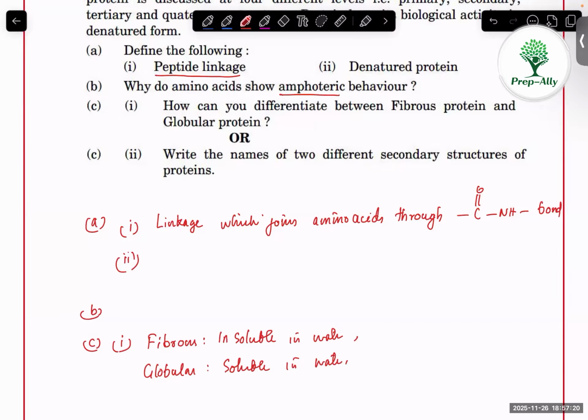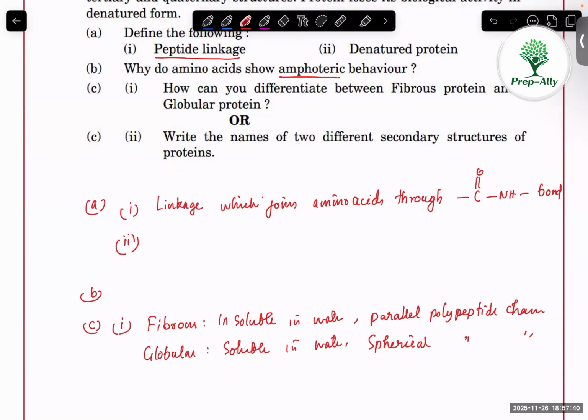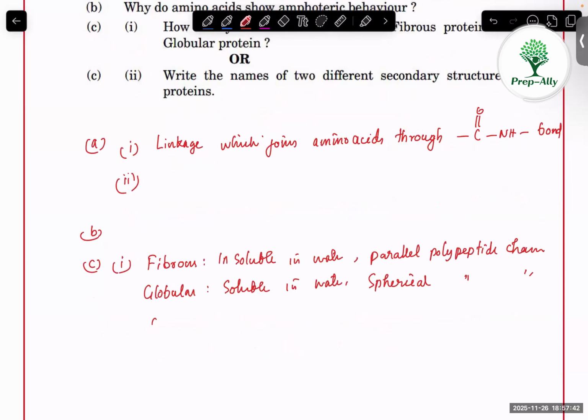And if you want to explain further, you can say fibrous has parallel polypeptide chains, while globular has spherical polypeptide chains. Any one difference only you need to write, you will be getting the 1 mark. Now for the C second part, write the names of 2 different secondary structures. Basically, you know that secondary structures are alpha helix and beta pleated sheet.